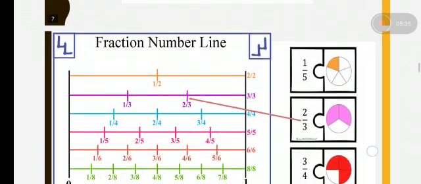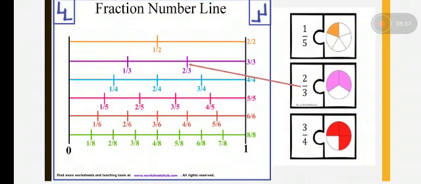So this is 8 parts in this line. And how many parts are colored? So the fraction for that colored part in this number line is 3 parts are colored out of 8 parts. So the fraction is 3 upon 8. Now let me show you more examples for fraction on number line.